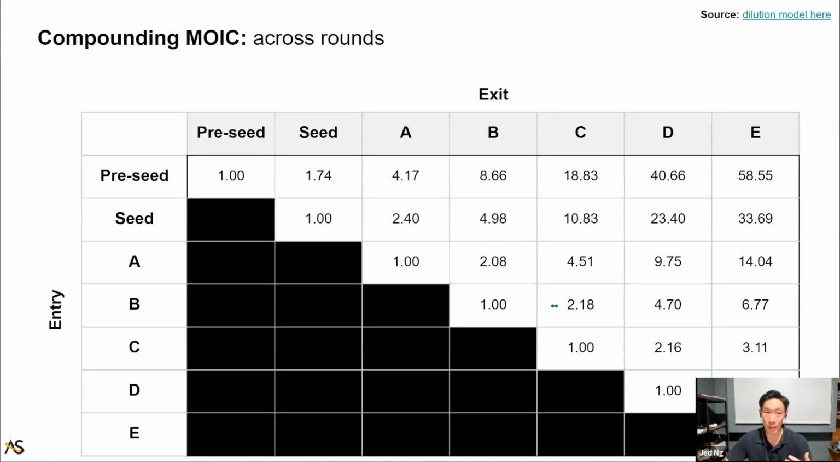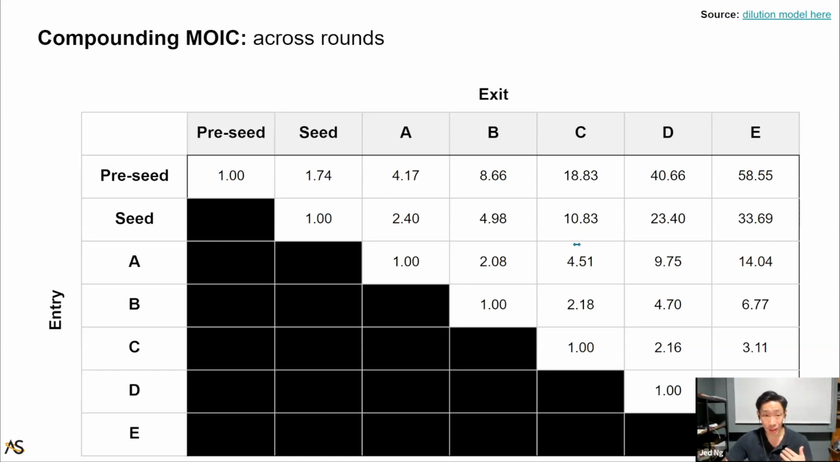Now, another way to put this data together is in the form of a matrix, right, or a table. And here we are just taking that same data and to compute the MOIC, if you think about each of these rows as the entry stages. So if the first row here is if I invested in pre-seed and I exited at seed stage, Series A, B, C, D, E, invested at seed stage and exited at A, B, C, and so on and so forth.